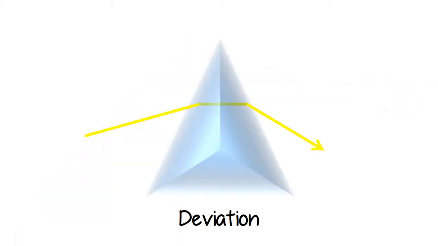When a light ray goes through a prism, it is deviated from the path that it was on and bent, or deviated, towards the base of the prism. Okay, that's deviation.